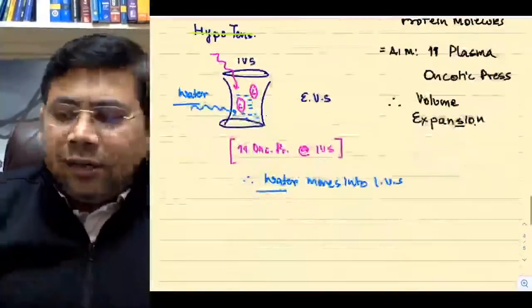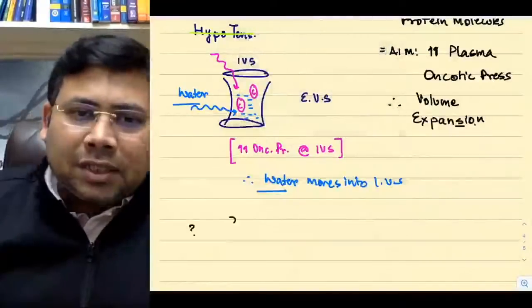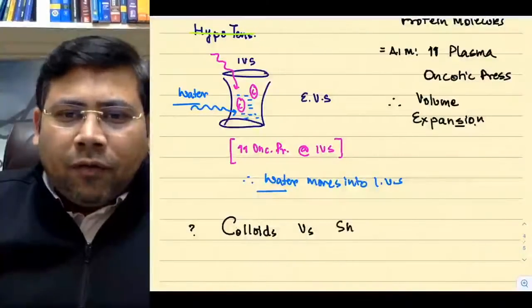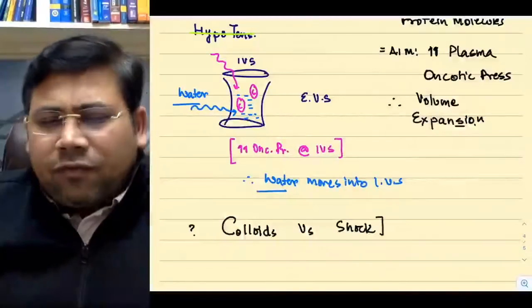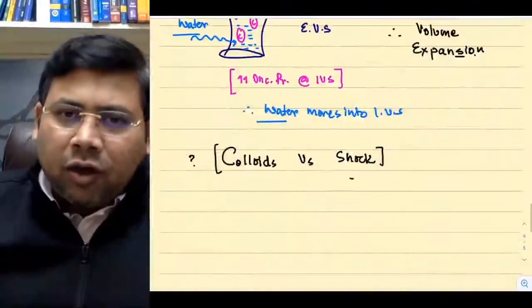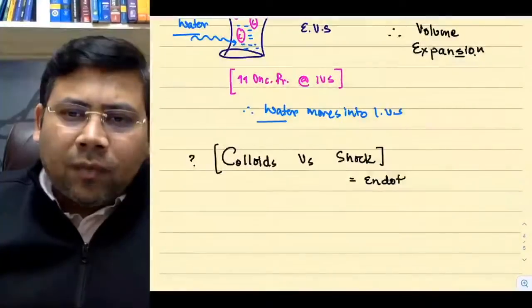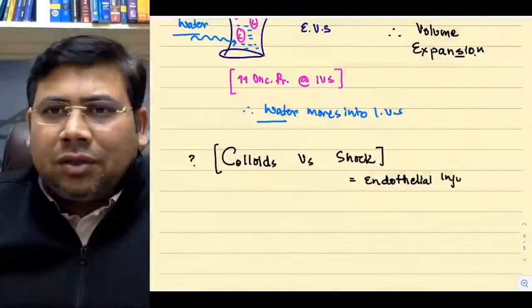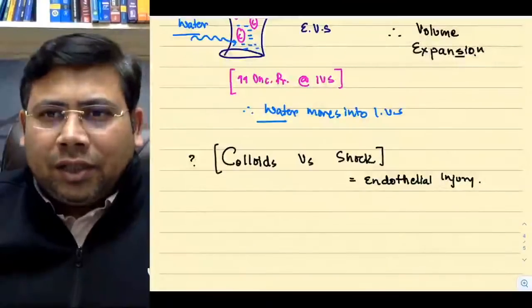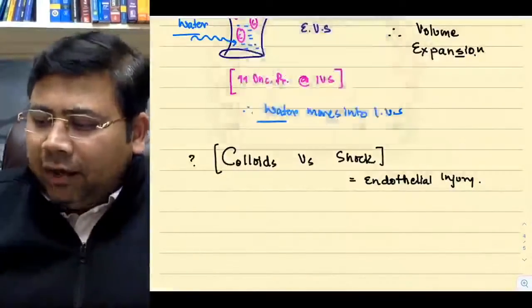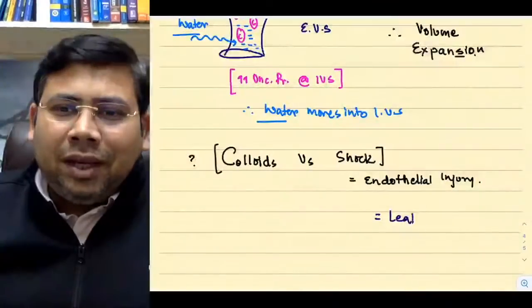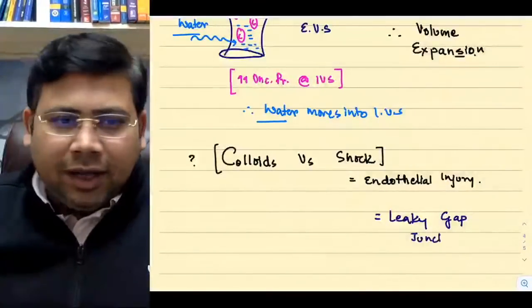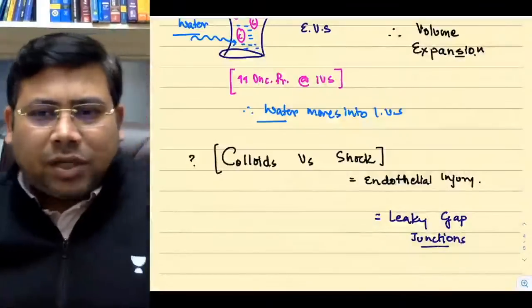Now try to understand why the concept of colloids is contraindicated in shock. So colloids versus shock. This is very important to understand: shock is equal to endothelial injury. In the acute phase of shock, there is endothelial injury. Now try to understand, endothelial injury is equal to leaky gap junctions. Yes, we will use it for ascites. I will tell Mukesh everything.